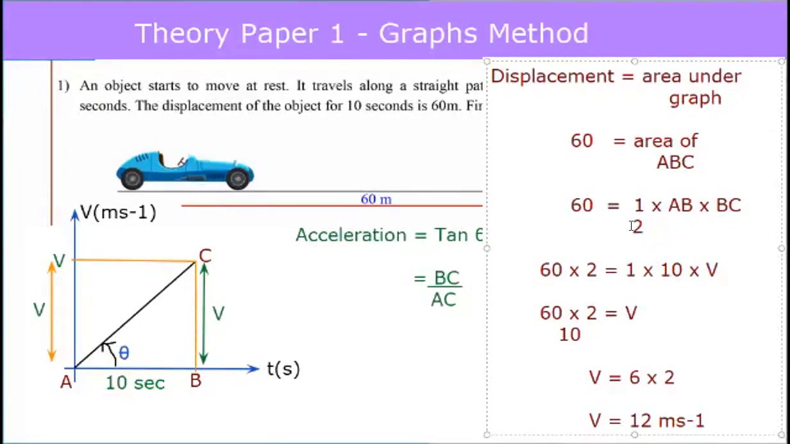Here in the triangle area, we have half into base into perpendicular height. So this number 2, I have taken to the side of 60. So it will be 60 times 2. Okay, dear. I have taken 2 to the other side. So it becomes 60 times 2. Only 1 will be there.